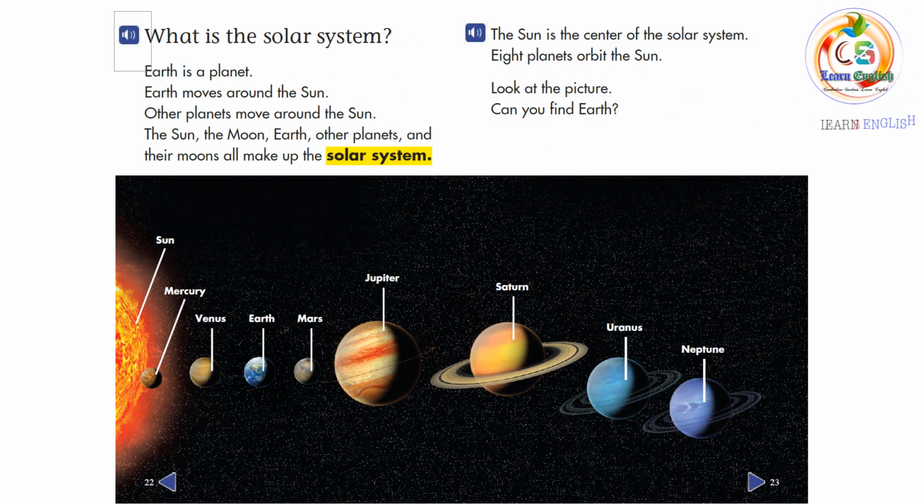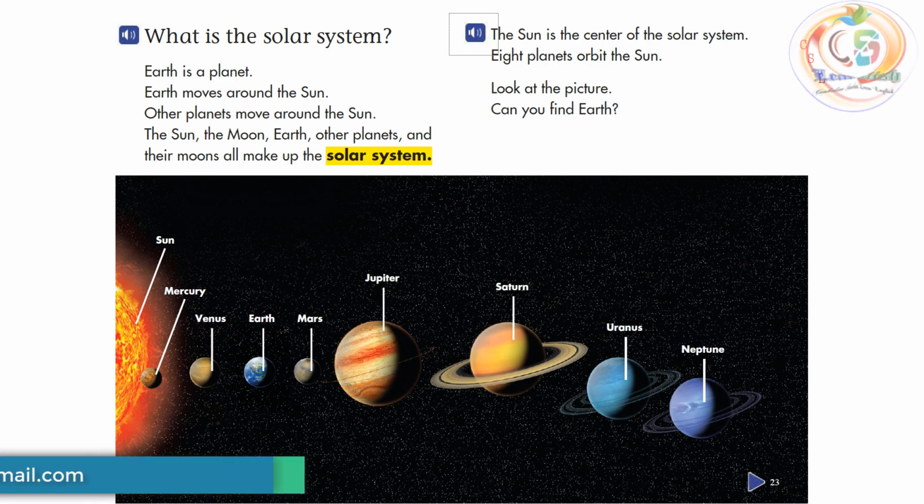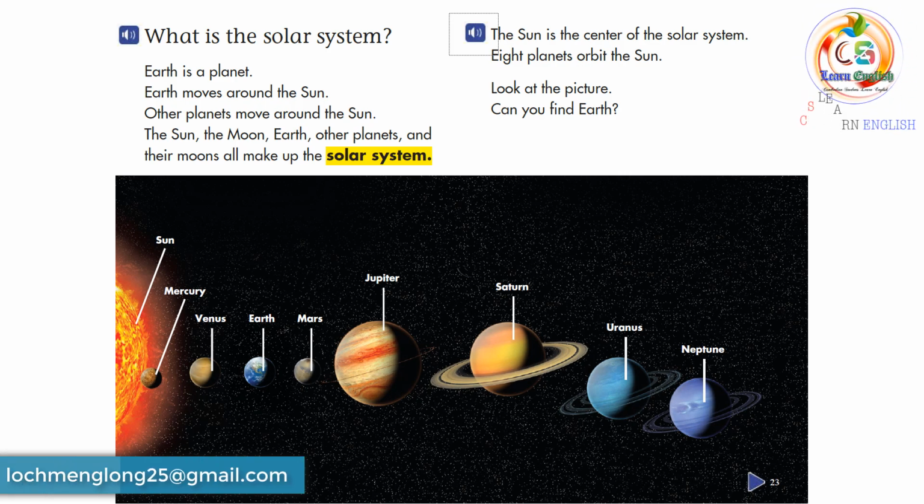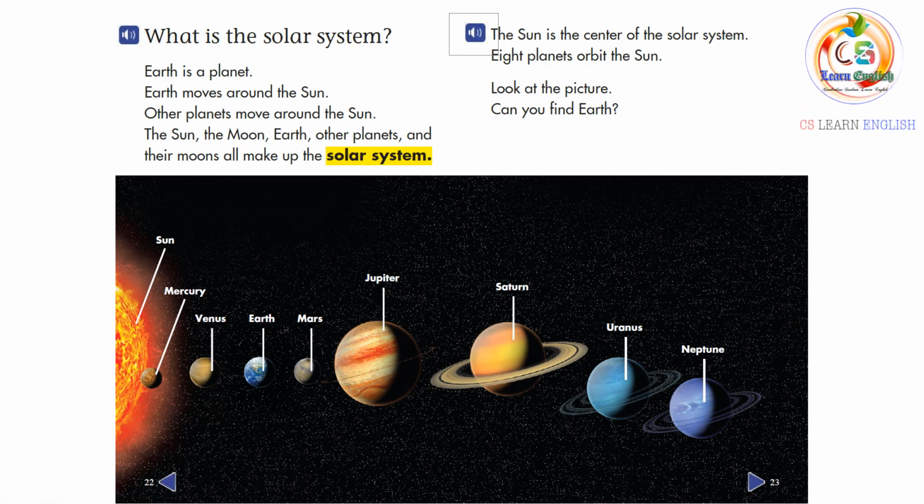What is the solar system? Earth is a planet. Earth moves around the sun. Other planets move around the sun. The sun, the moon, Earth, other planets, and their moons all make up the solar system. The sun is the center of the solar system. 8 planets orbit the sun. Look at the picture. Can you find Earth?